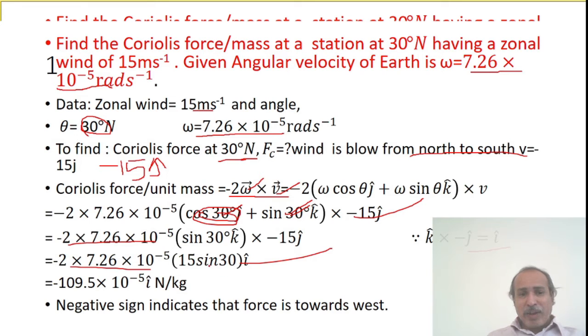What is the sin 30 value? 0.5 is the sin 30 value, and on simplifying, ultimately we get minus 109.5 into 10 to the power of minus 5 i cap Newton per kg. This is the answer. What is the direction? The i cap shows the direction, so minus i cap shows that the Coriolis force is acting towards the west only.